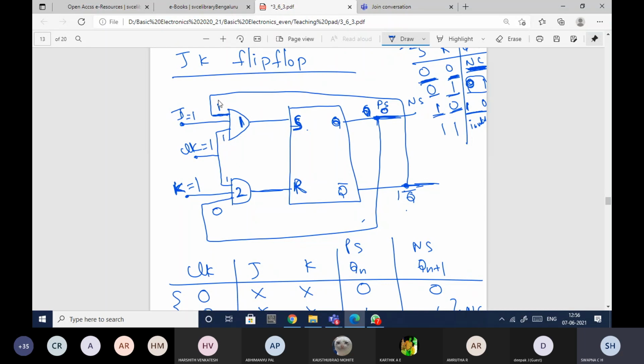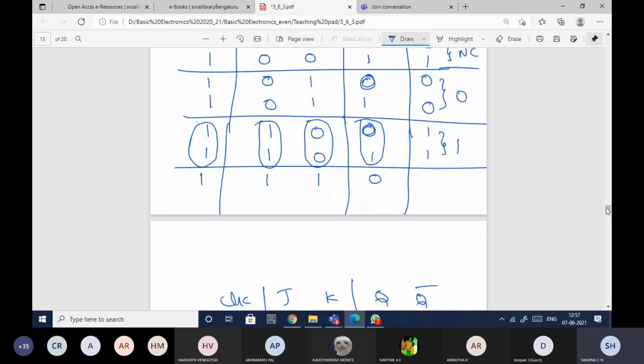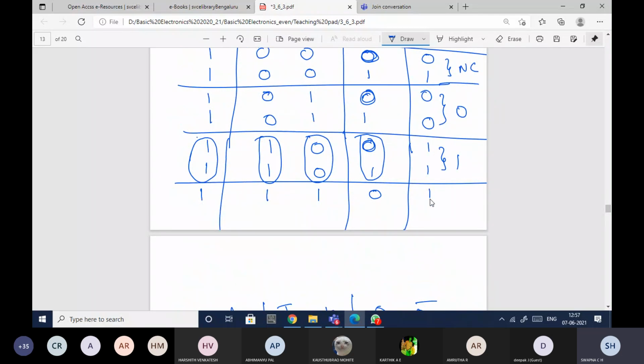So 1, 1, 1. What will be the first gate output? 1. And 1, 1, 0: what will be the output of the second AND gate? 0. Okay, so now we observe S value is 1 and R value is 0. So what is the next state? 1. Very good. So if the present state is 0, the next state is 1.